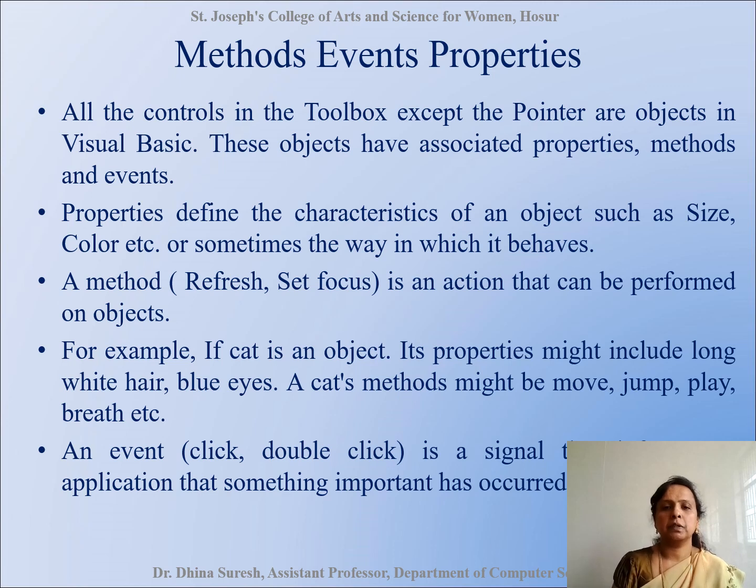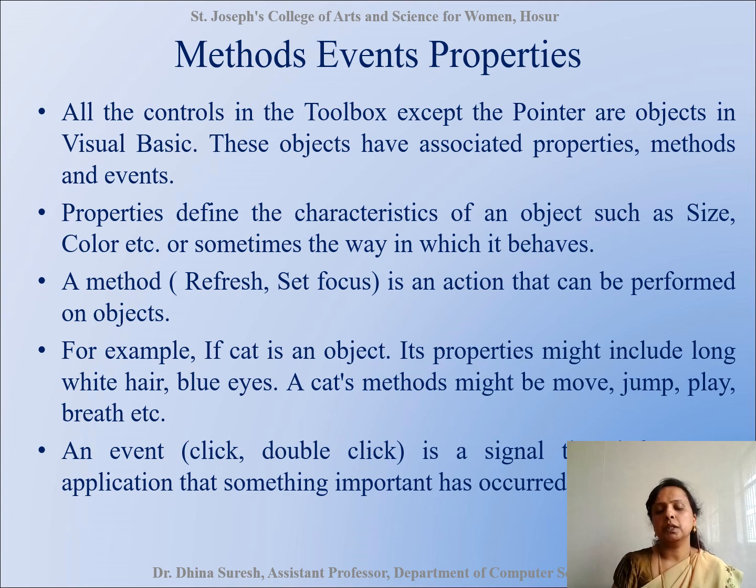The concept of VB is methods, events, and properties. All the controls in the toolbox except the pointer are associated with a property, a method, and an event. The pointer tool doesn't have these three. The properties tell the characteristics of an object, might be the size, color, or its behavior. The method can be refresh or set focus. Only two methods are mentioned, but there are a lot of methods. A method can be defined as an action that can be performed on the object.